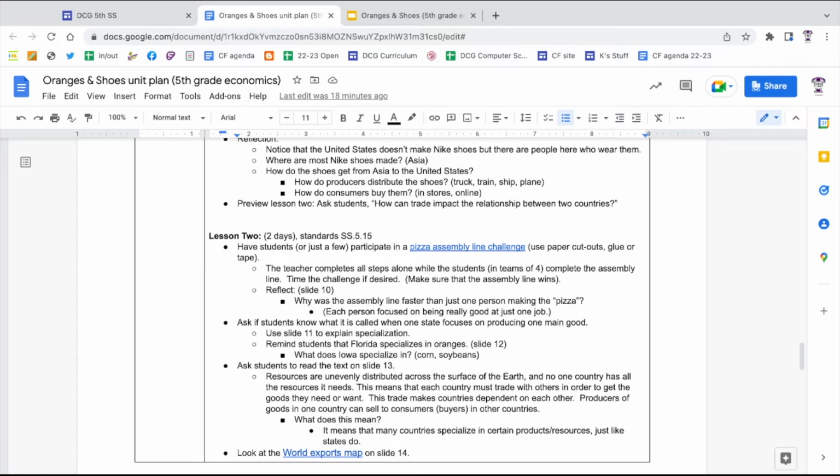The second lesson focuses on Standard 15 and the impact of trade on relationships between countries. This lesson takes 2 days and begins with an assembly line pizza challenge to spur conversation about specialization. Students will use maps and text to consider why different countries produce different goods and how the political relationships between countries can impact trade. This concept of trade relationships is further explored on the second day of this lesson when students play a trade game.